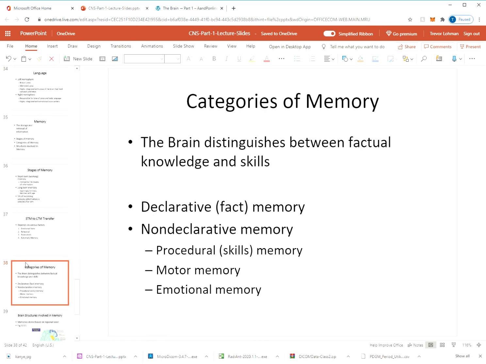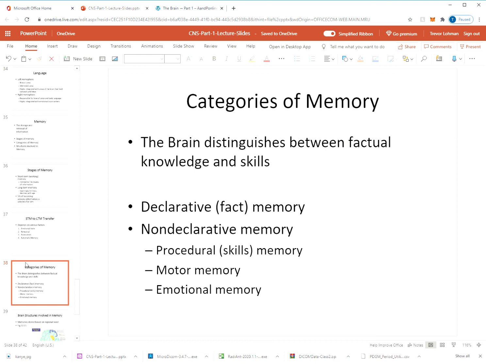There are different categories of memory. Your brain treats factual memory, declarative memory, differently than the way it treats knowledge, so conceptual understanding, and skills, motor skills. So you have declarative memories and non-declarative memories. A declarative memory is a fact. A non-declarative memory can be a skill. It can be a motor memory or an emotional memory.